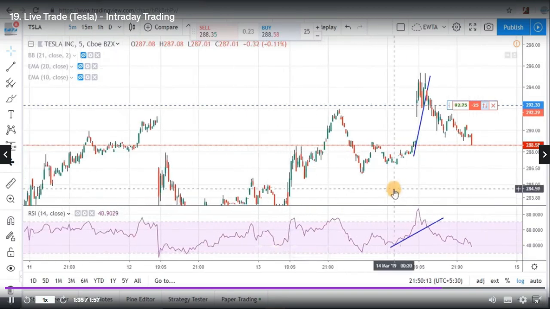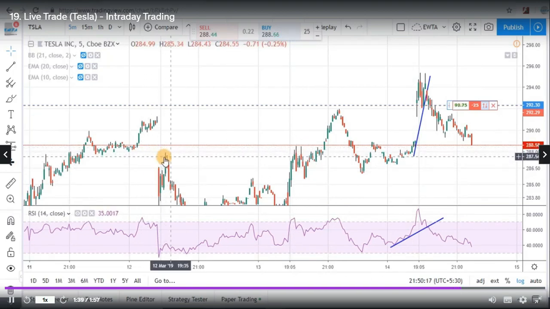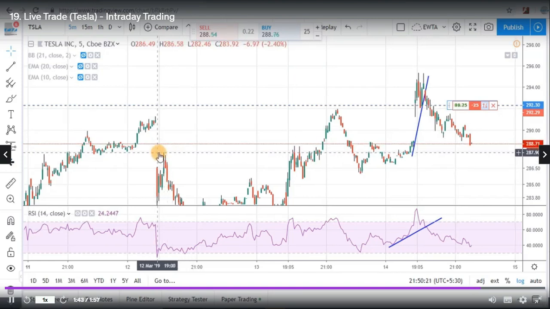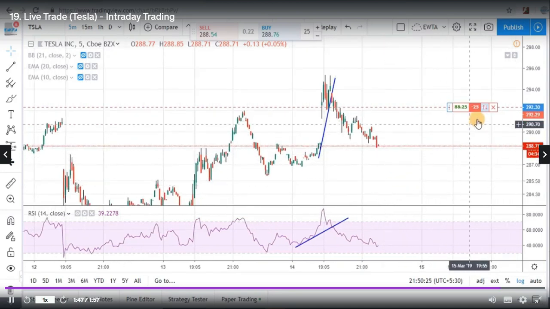So if we see, this level is acting as a support level because this was a gap down opening, so I am expecting a down move up to this level and prices are very near to this level, so I am closing my trade here with a profit of $88.